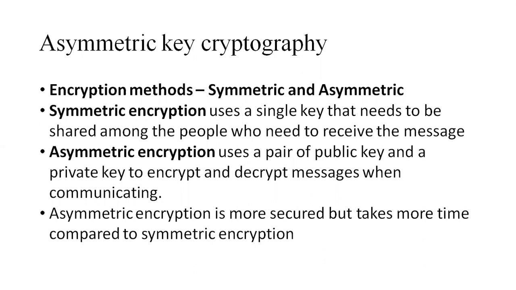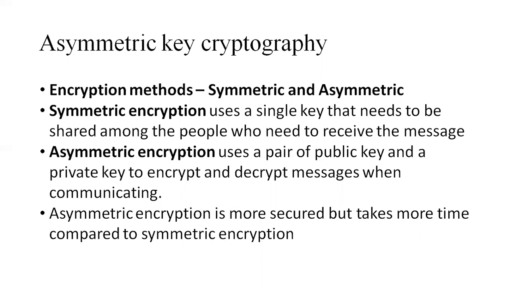Basically, there are two methods for encryption of plain text. One is symmetric key encryption, the other one is asymmetric key encryption. In the case of symmetric key encryption, a single key is used both by the sender and the receiver. The sender uses a key to convert the plain text into ciphertext and transmits it over a channel. After the information is received at the receiving end, the receiver uses the same key to convert the ciphertext back into the plain text. So the symmetric key encryption process is based on a single key that needs to be shared among the people who need to receive the message.